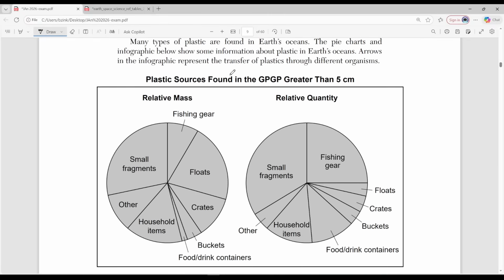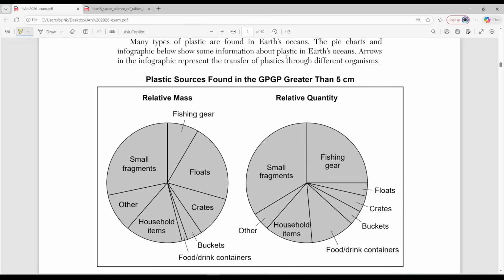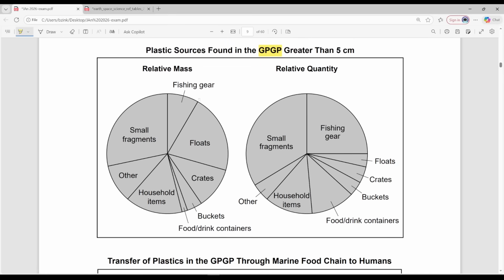All right. Many types of plastic are found in the Earth's ocean, so we're still kind of going on this. The pie charts and infographics show some information about plastic. Arrows represent the transfer of plastic through different organisms. So now we're animals eating things. This is GPGP, I'm assuming Great Pacific Garbage Patch, so we're still in the same cluster here. Okay. Relative mass, so the masses, and then the quantity.